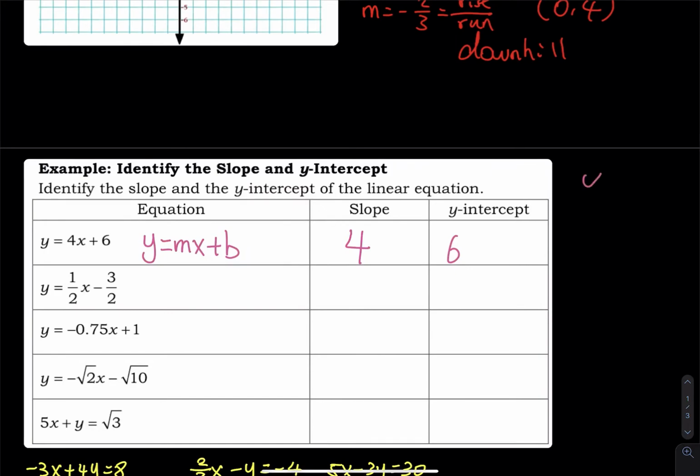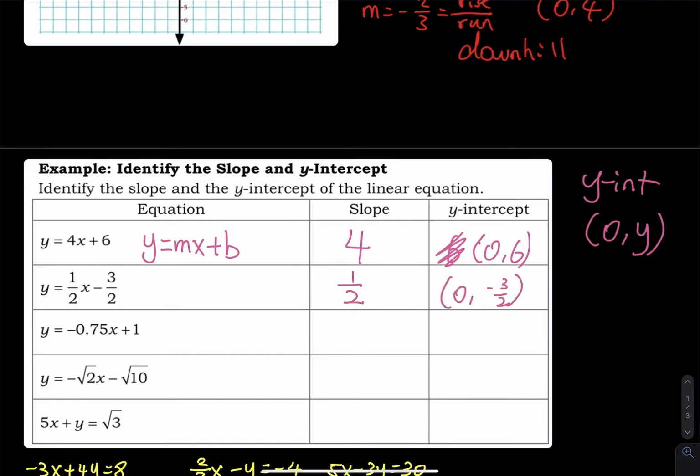The y-intercept is a point, 0, comma y, right? So instead of writing 6, I would like you to write 0, comma 6, because the y-intercept is an ordered pair. The next one, the slope is 1/2. The y-intercept is 0, comma negative 3 over 2. And then this slope is negative 0.75, and the y-intercept is 0, 1. The slope is negative square root of 2. The y-intercept is 0, comma negative square root of 10.